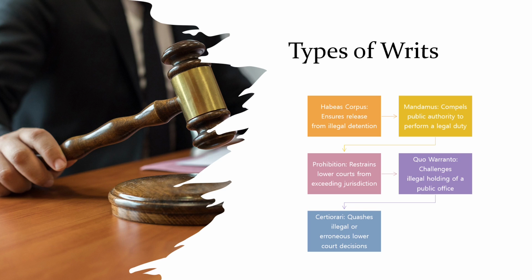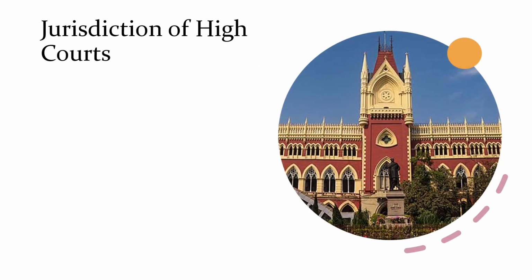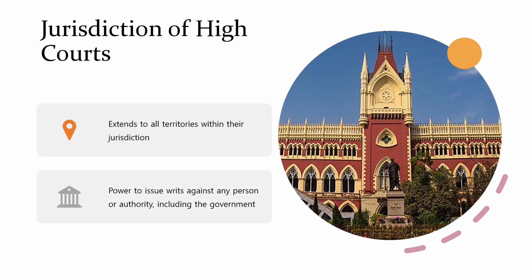Jurisdiction of High Courts. The jurisdiction of High Courts under Article 226 extends to all territories within their respective jurisdictions. This means that they have the power to issue writs against any person or authority, including the government, within their geographical area, regardless of where the cause of action arises.